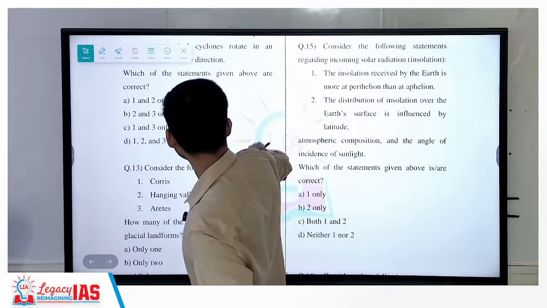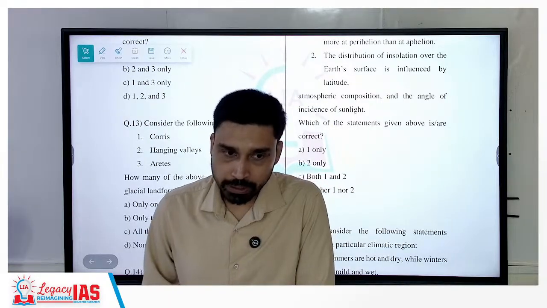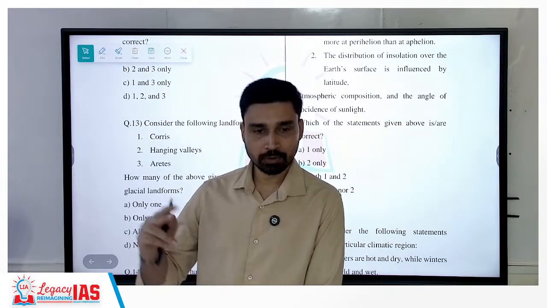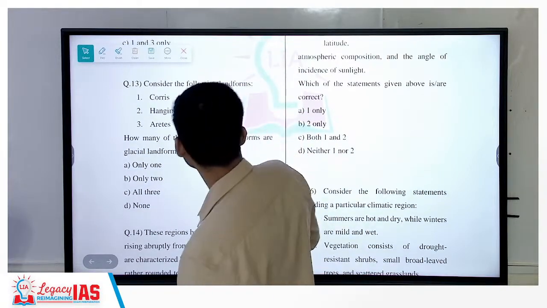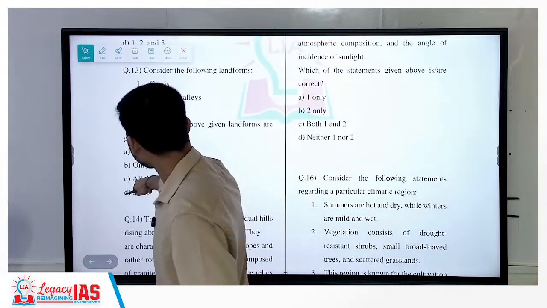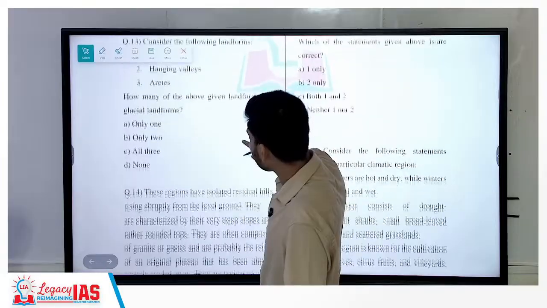No matter which cyclone you are talking about, extratropical or tropical, all cyclones in the northern hemisphere rotate anti-clockwise, and in the southern hemisphere clockwise. When you have an anticyclone, it is reversed. Corries, Hanging Valley, Arete: how many of them were given? Yesterday we discussed all three, right? What is the correct answer? All three. Hanging valleys, corries, aretes, all of them are glacial landforms.